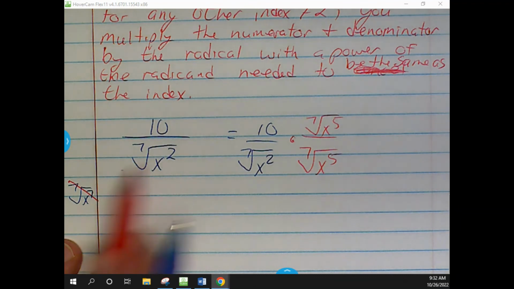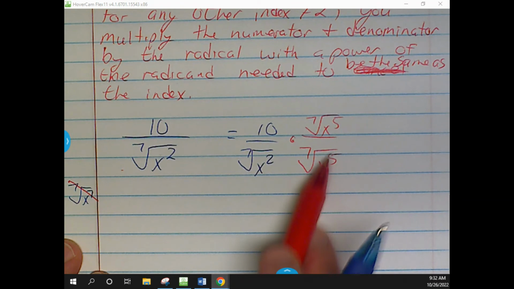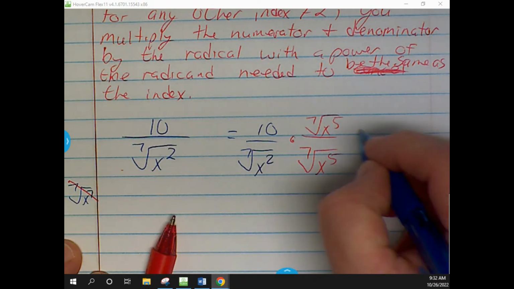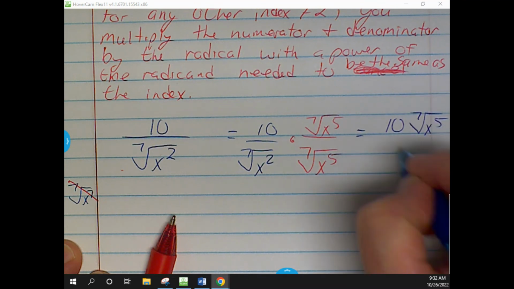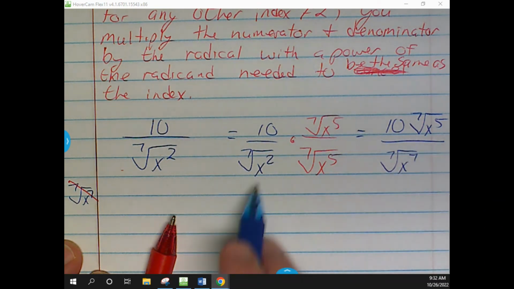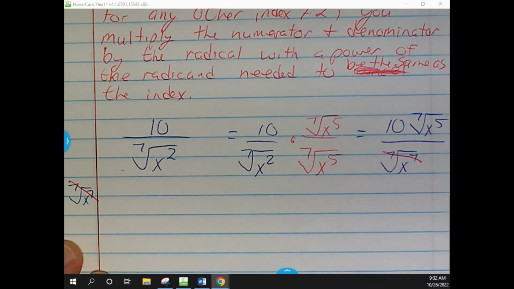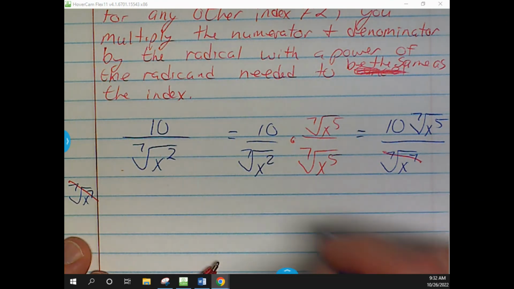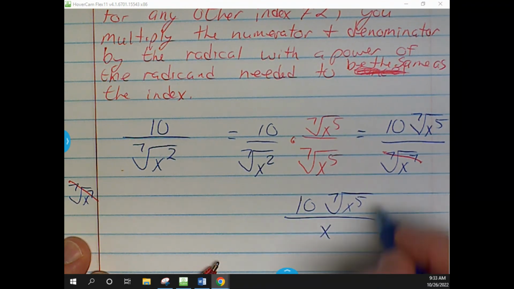So if you've got the 7th root of x squared, just subtract these two numbers, and that tells you what power the radicand needs to be. And that way on the bottom now, we'd have the 7th root of x to the 7th, because you would just add these two x's to these 5 x's, and that would make it x to the 7th. Those would cancel, because we do 7 divided by 7, which would just be 1. So then our final answer there would be 10, 7th root of x to the 5th over x.